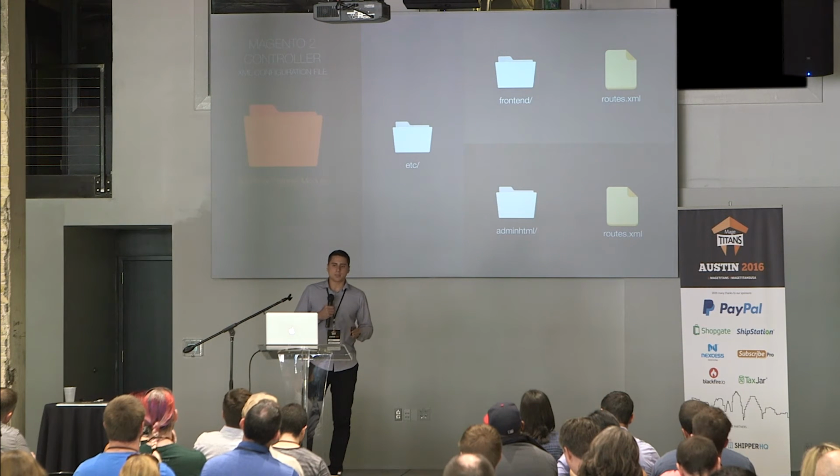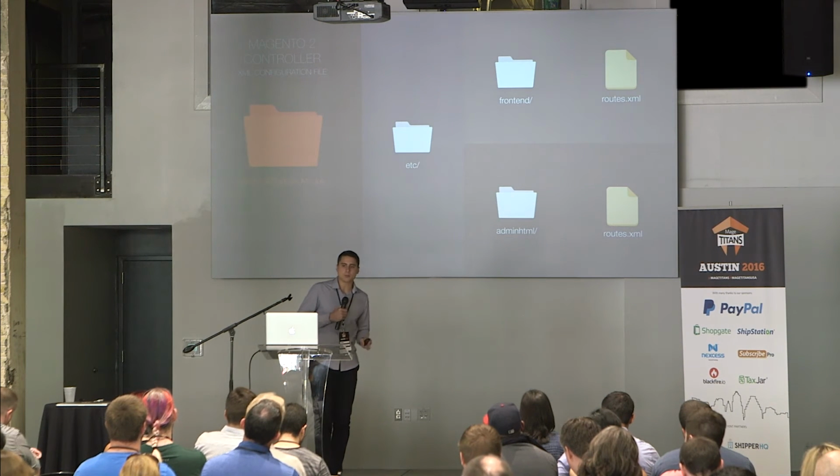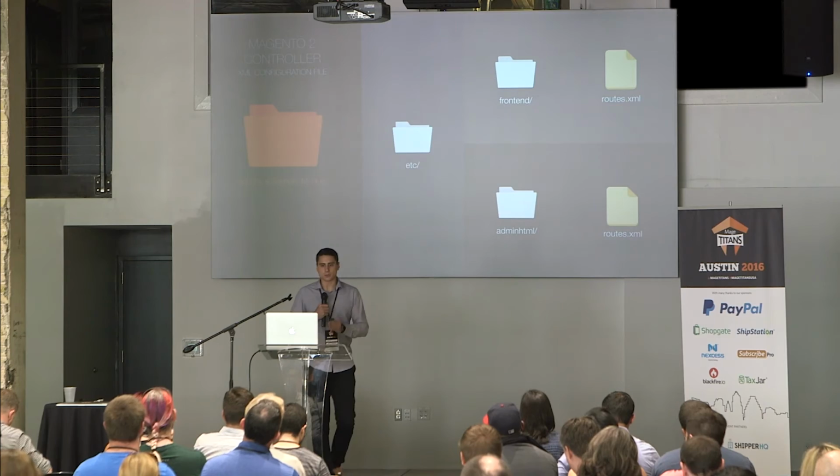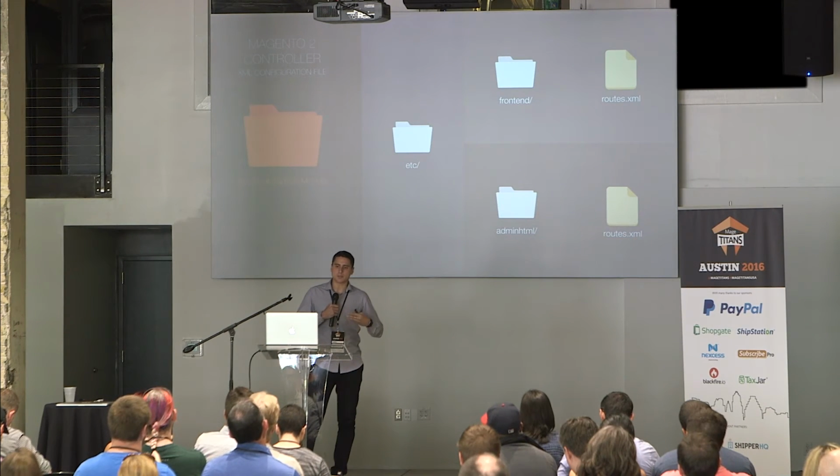Similar to observers, in Magento 2, there is a specific configuration file for the controllers. And just like the observers, the location of that file will set the scope for the controller. If it's a front-end controller, we add the file to the etc front-end folder, and for admin controllers, we add the file to the etc admin HTML folder.